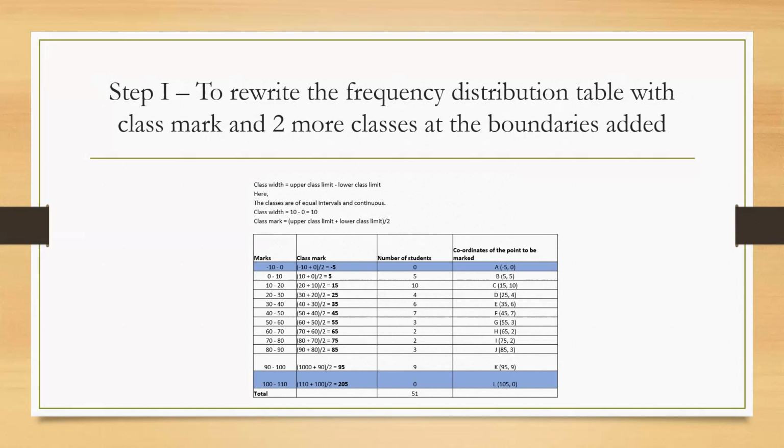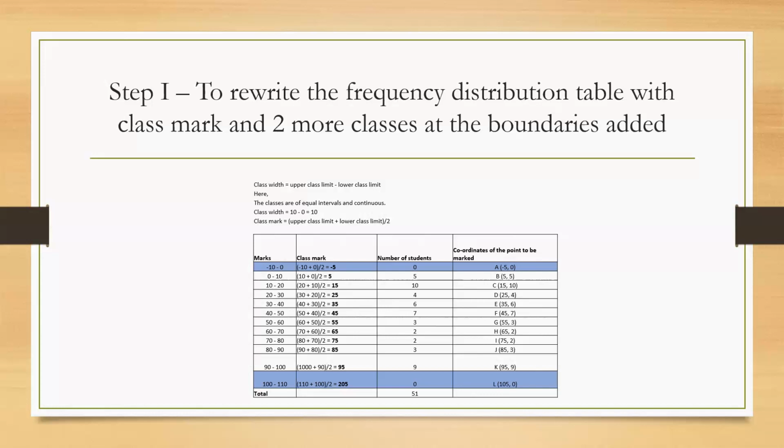We add another class interval, which is 100 to 110. It has been added after the largest class interval in the original table. As these are non-existing class intervals, their corresponding frequencies are 0. Why do we need these two class intervals? To complete a frequency polygon in which one of the sides is the x-axis.